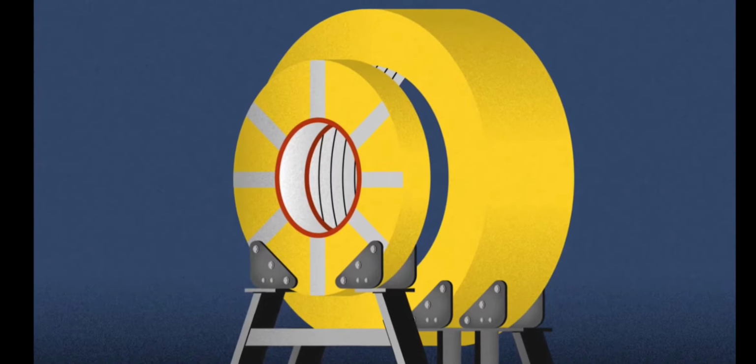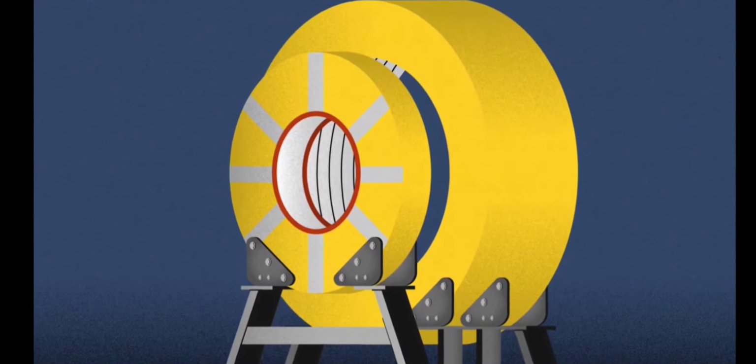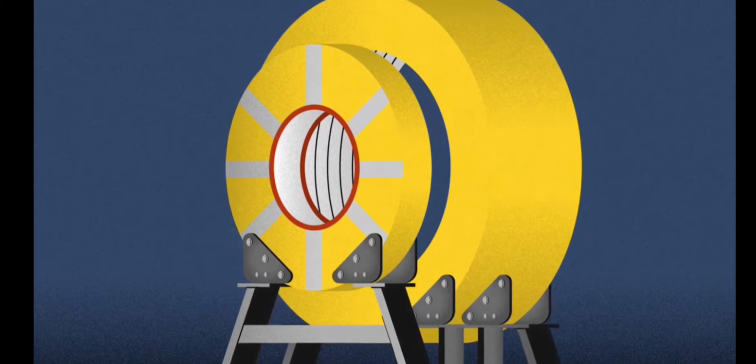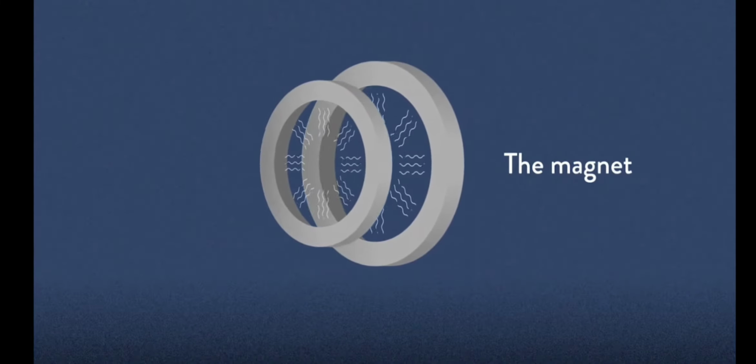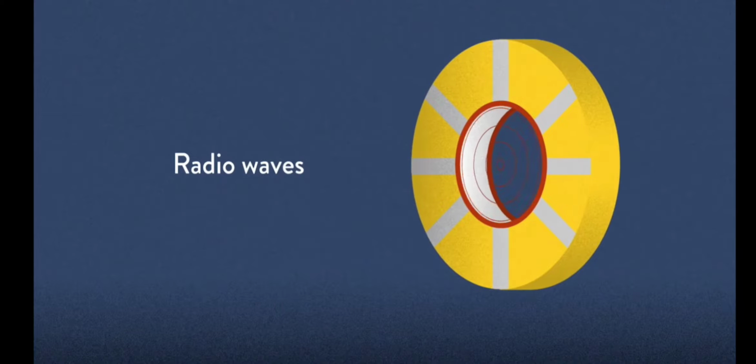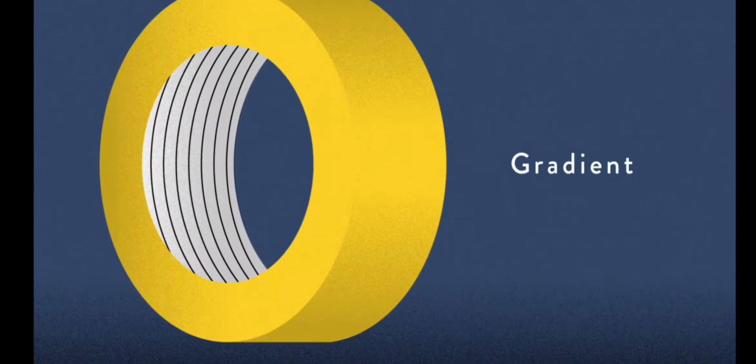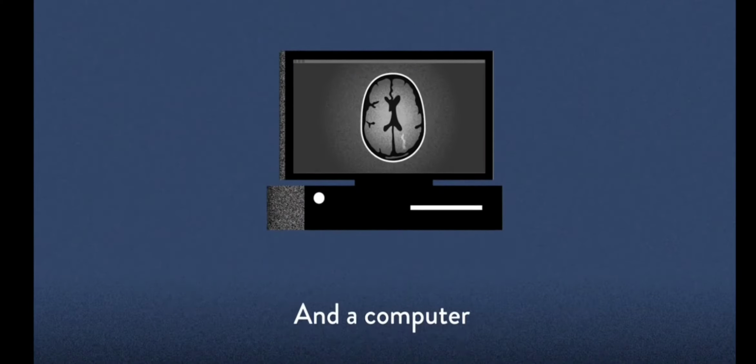Now let's meet the machine. The key components are the magnet, radio waves, gradient, and a computer.